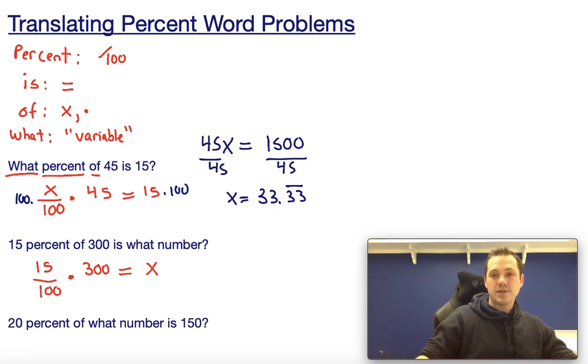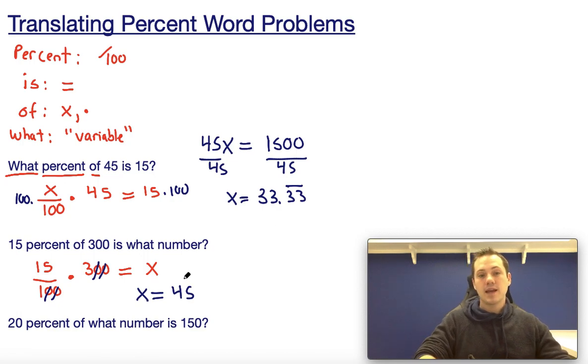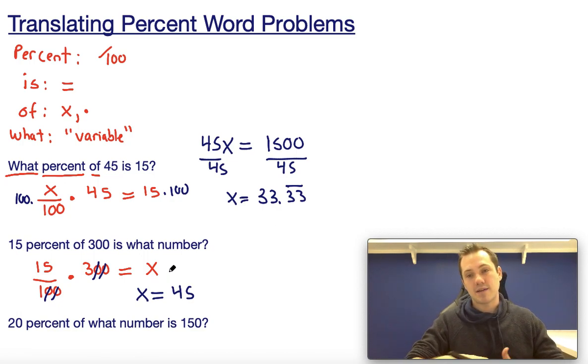So all we have to do here is multiply 15 over 100 by 300. And to make it easier on ourselves, we can start by crossing off these zeros through cross simplification. And we just find x is equal to 15 times 3. So x in this case is going to be 45. So 15% of 300 is just 45.